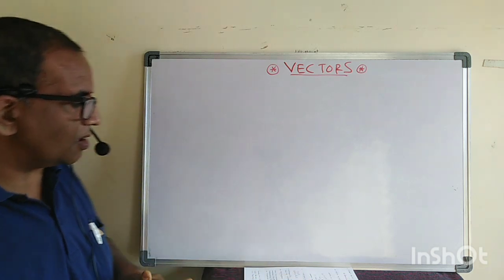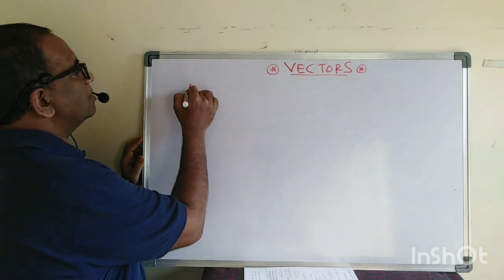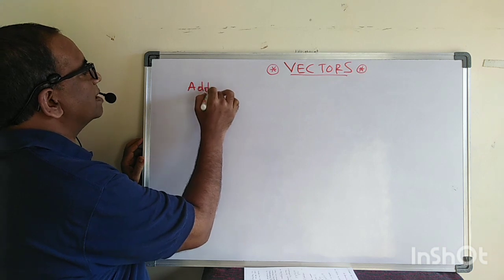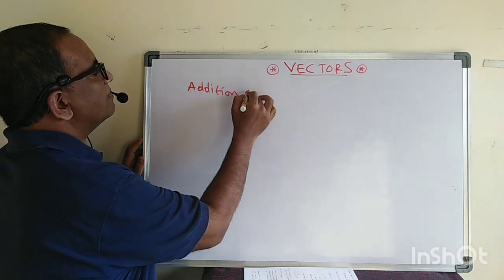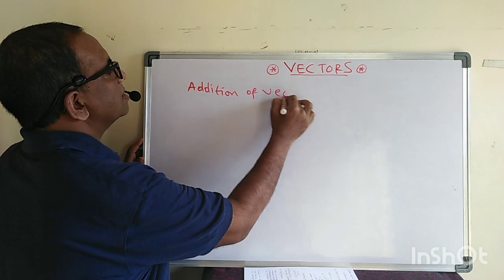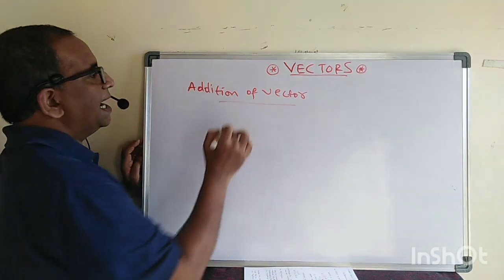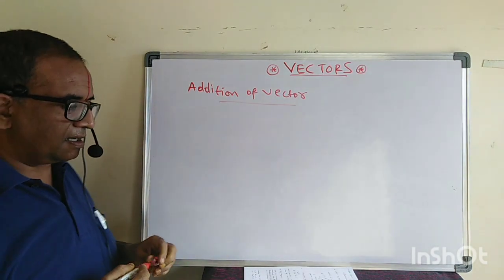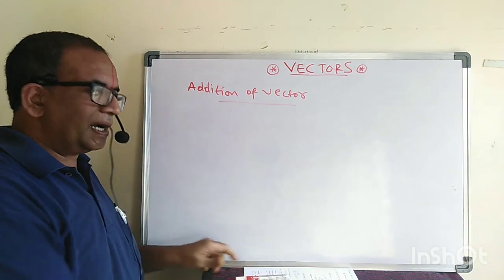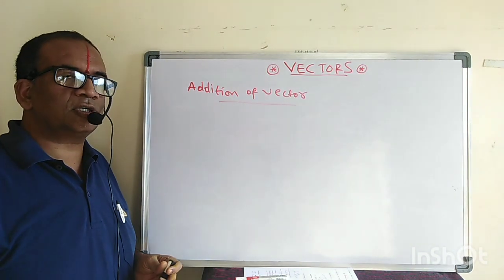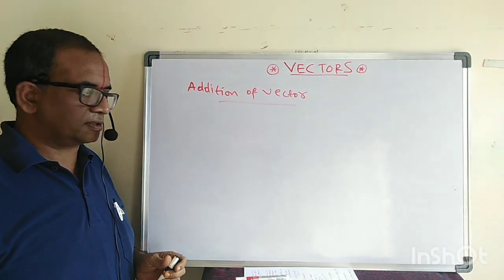See carefully what we are going to do today. Today we are going to discuss the addition of vectors. And apart from that, today we are going to discuss how these vectors are added, both diagrammatically and mathematically.